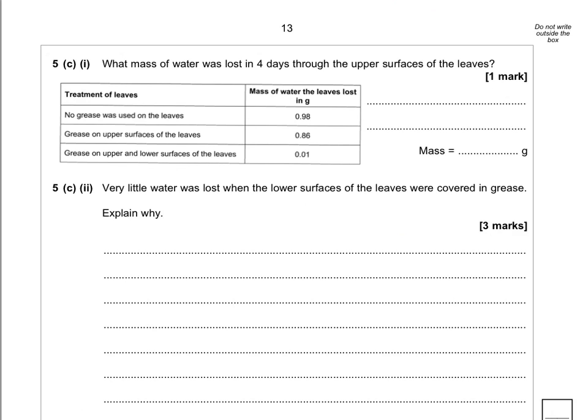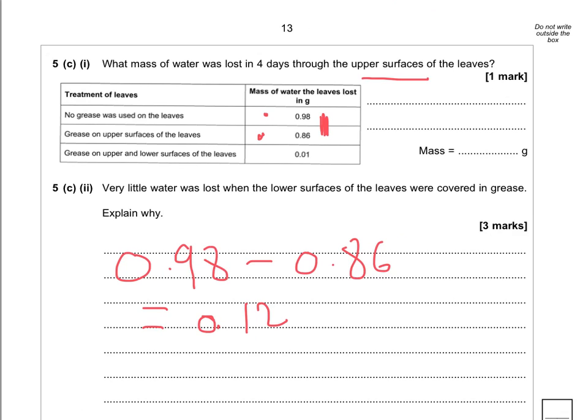Well, when the upper and lower surfaces were greased, it was there. Grease on the upper surface is only there, and no grease on the top one. So let's have a think. Well, the answer is going to be 0.12. Why? It's the difference between this, look. So we're looking through the mass of water lost through the upper surfaces. This is without the upper surface greased. This is with the upper surface greased. So we look for the difference between those. So it's going to be 0.98 minus 0.86, which equals 0.12.